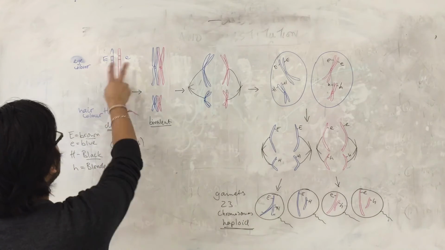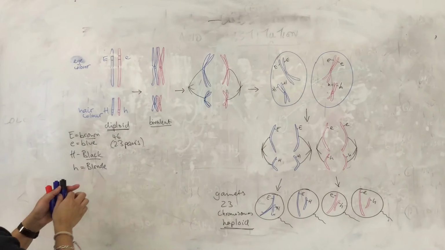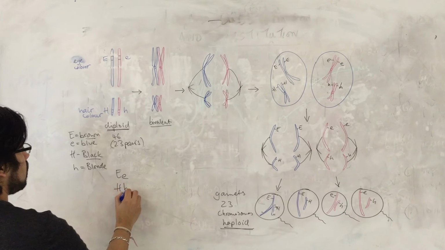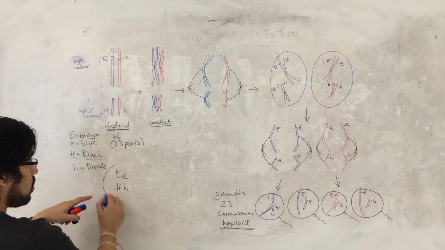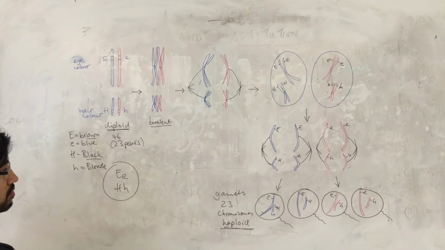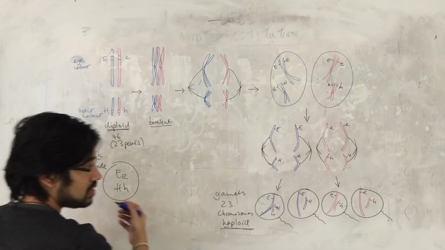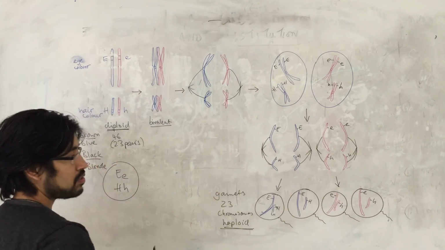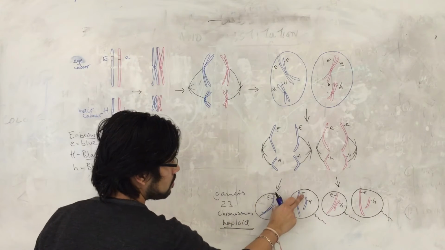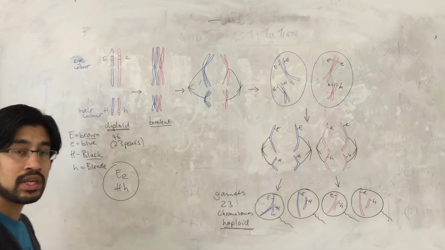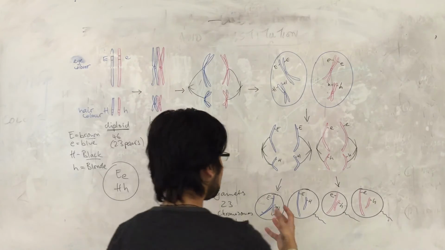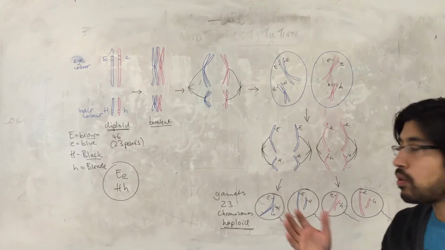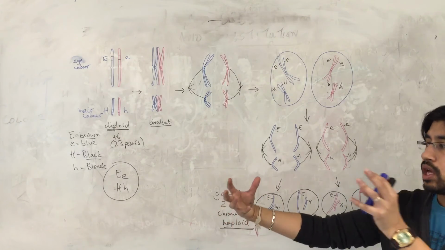So, let's just review. We started off with someone who was that, and that's diploid. They've got 2 copies of each gene, 2 alleles of each gene. Via meiosis, we've generated sperm cells which now only have 1 copy of each gene. And this is important because one of them will then fuse with an egg.